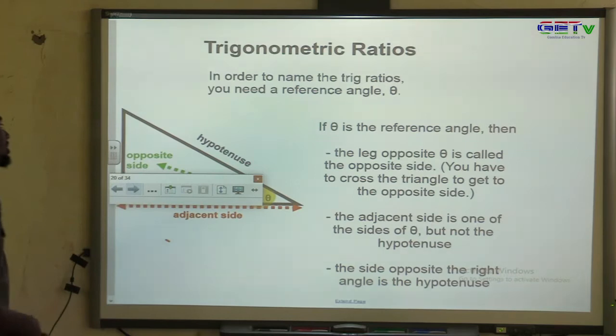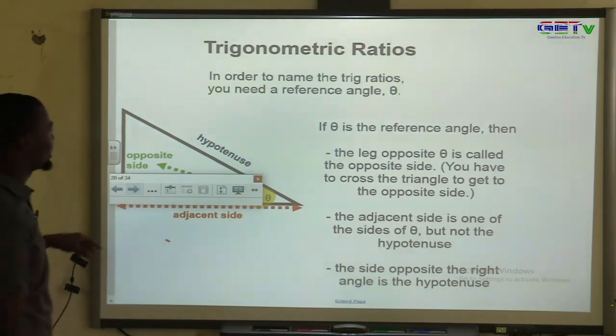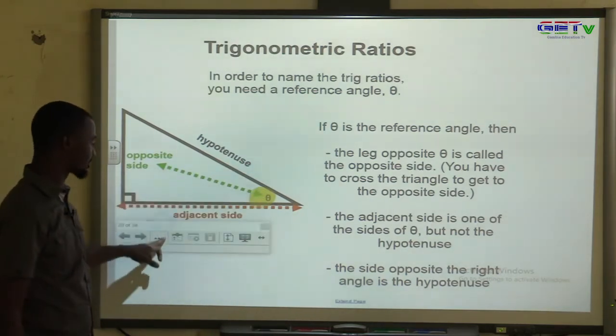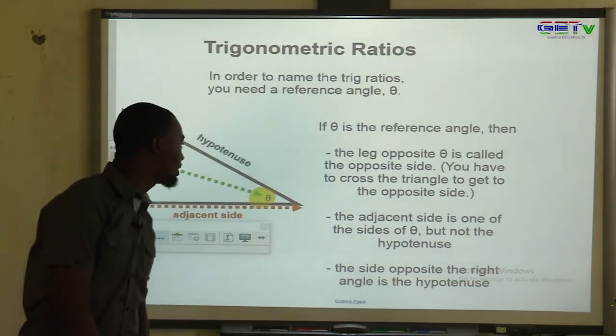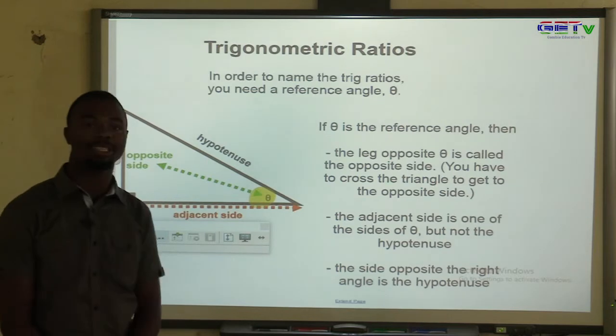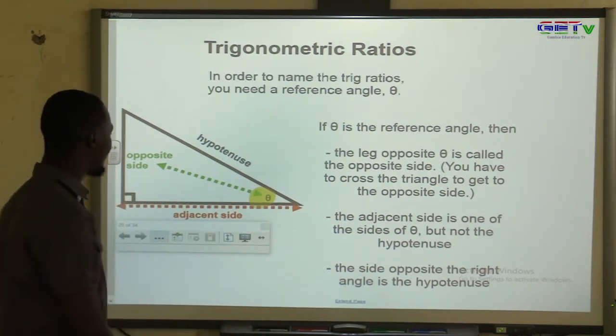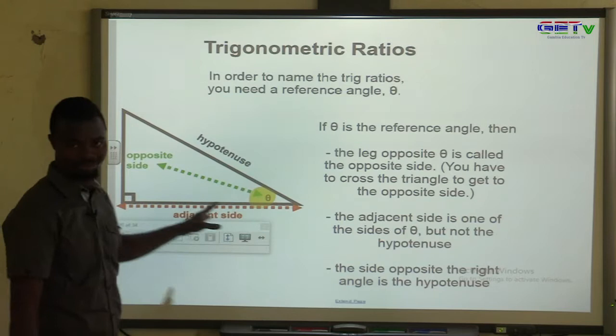Trigonometric ratios. In order to name the trig ratios, you need a reference angle. Here the reference angle is theta.